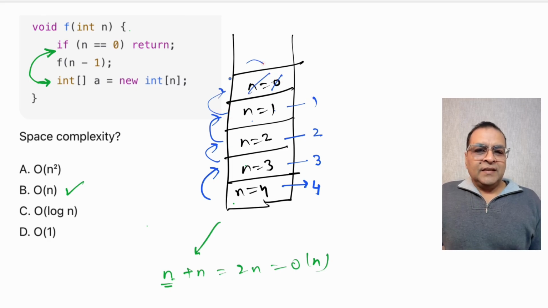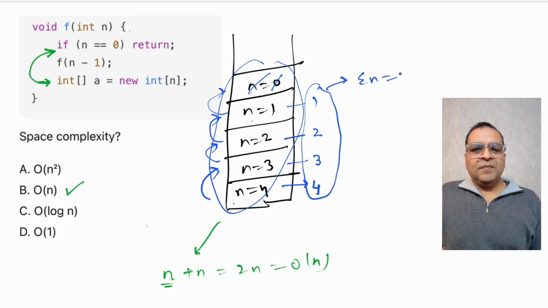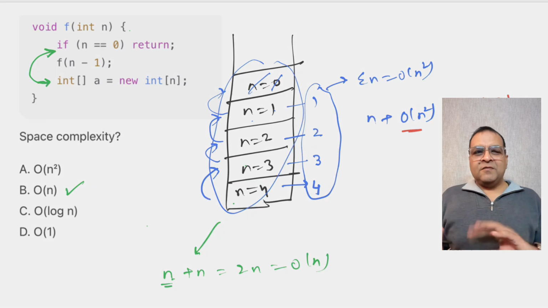At this point, there are n stack frames, and the total amount of memory used by these arrays is also summation of n, which is big O of n square. Therefore, the total memory taken will be n plus big O of n square, and because n square is a dominating factor, the total memory taken will be big O of n square. I hope you are able to appreciate the difference between the two.